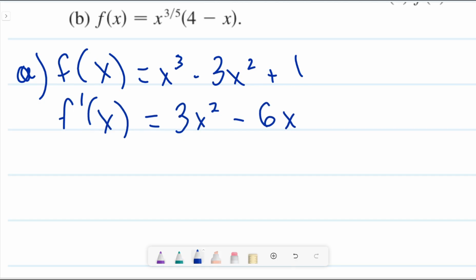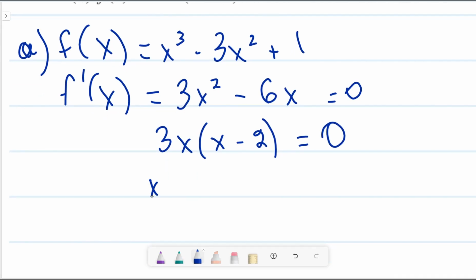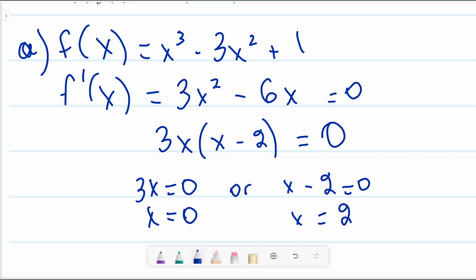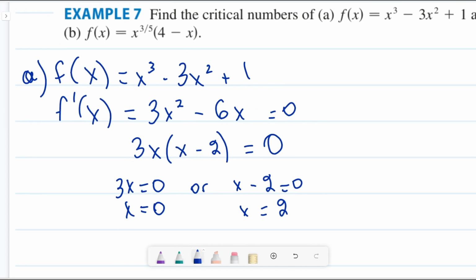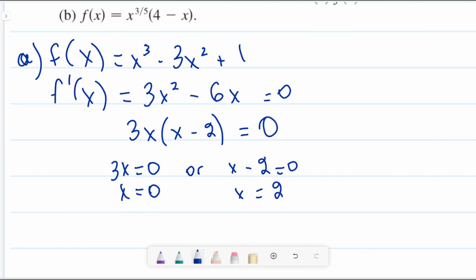And then we set the derivative equal to 0. A good thing might be to factor out the 3x. This gives us x minus 2. So 3x times x minus 2 equals 0. So 3x equals 0, and therefore x equals 0. Or x minus 2 equals 0, so x equals 2. So these are our two possibilities for having a derivative that is equal to 0.